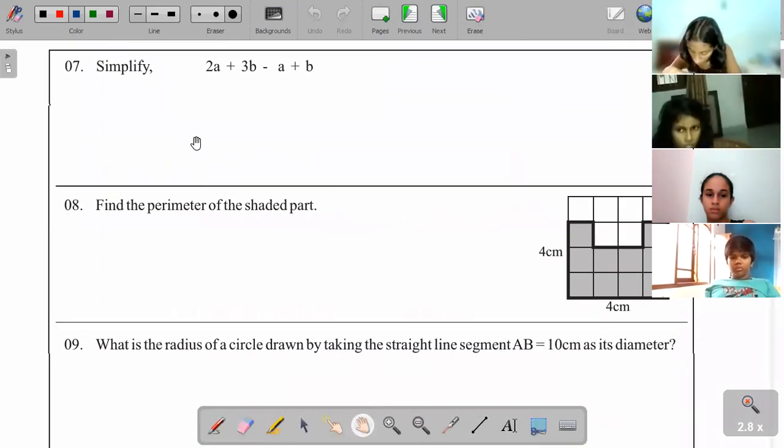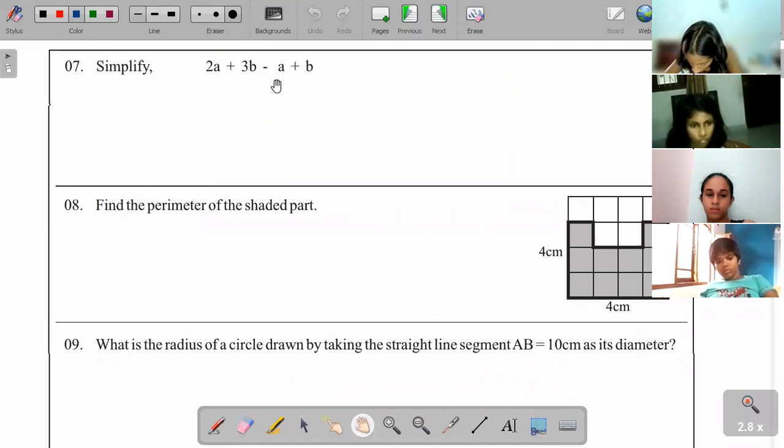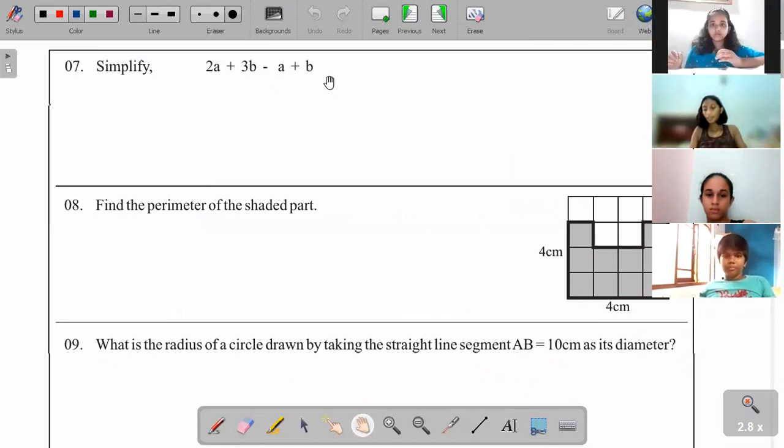That's number 7. 2a plus 3b minus a plus b. I think you remember like terms and unlike terms of the algebraic expressions. What are the like terms of this expression? 2a and a. Unlike terms 3b and b. If you want, you can write the like terms nearby.